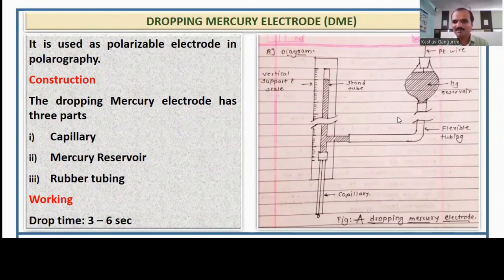The rubber tubing, which is flexible in nature, connects the mercury reservoir to the capillary, with the help of which the height of the mercury reservoir is adjusted to change the drop time. During the working of polarographic analysis, the height of the reservoir is adjusted so that the drop time is between 3 to 6 seconds. Once the drop time is adjusted, it is kept constant throughout the experiment.